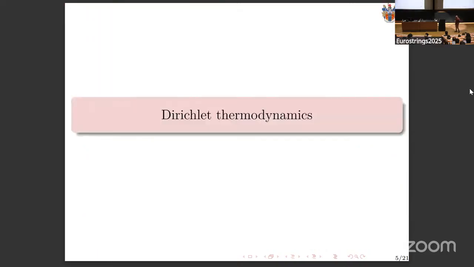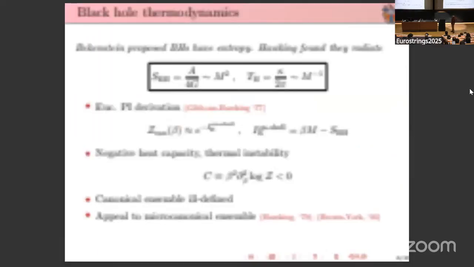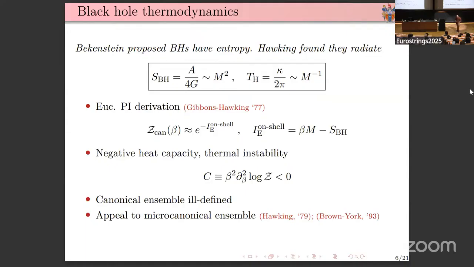Okay. So before I get to the thermodynamics of de Sitter, let me first briefly summarize the status of black hole thermodynamics. And luckily, Samir gave an excellent review talk, so I can rip through this. So Bekenstein first proposed that black holes have an entropy proportional to the area of their event horizon. Hawking found that they actually radiate at a temperature proportional to their surface gravity. And here I just write this down in terms of the Schwarzschild black hole in 4D.